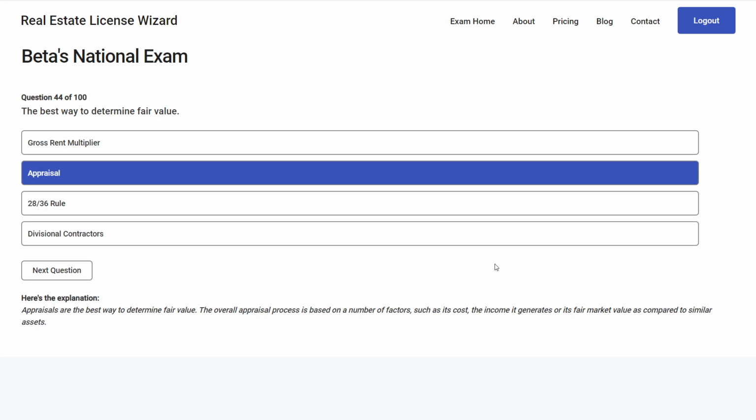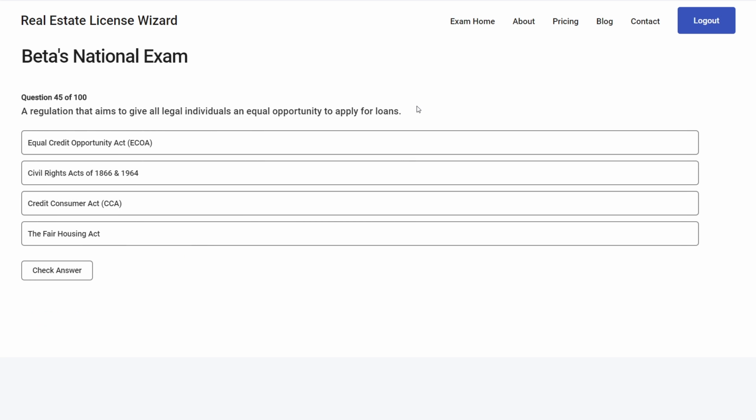But again, you guys have to remember, with a lot of these questions, it's asking what's the best answer. And this is definitely an example of that, because the best way to determine fair value is appraisal. That is the process. That is what it's designed to do. Gross rent multiplier is something different. It can be used in certain perspectives, and it doesn't really determine fair value. It's a different formula to address something completely different. So yeah, appraisal is the answer for that one.